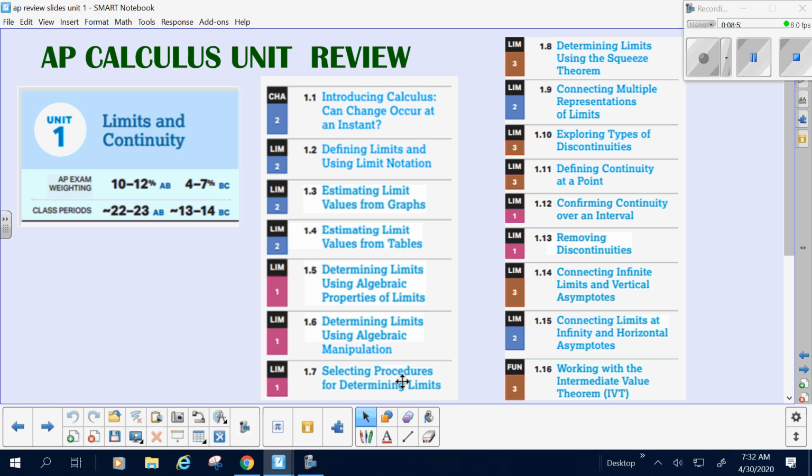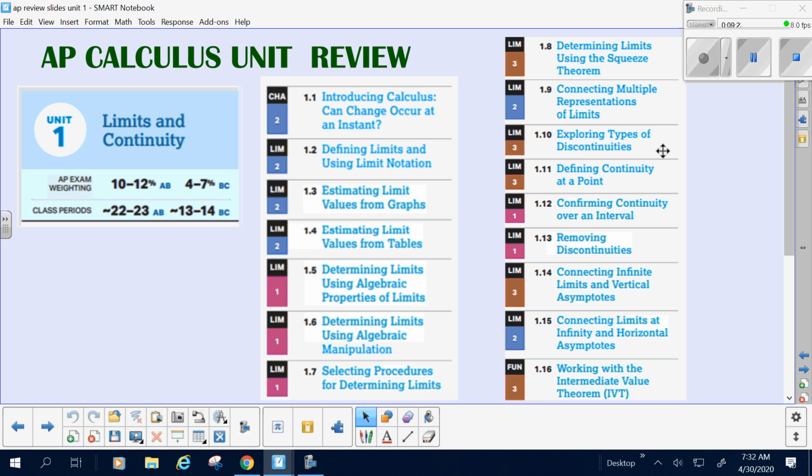Selecting procedures for determining limits. The first thing you should try is direct substitution. If that doesn't work, then you have other options. We'll talk about L'Hopital and stuff later. But direct sub is your first option. The squeeze theorem, gosh, if they put that on, that's a pretty small idea of calculus, but I guess we could practice it if we need to. We'll see.